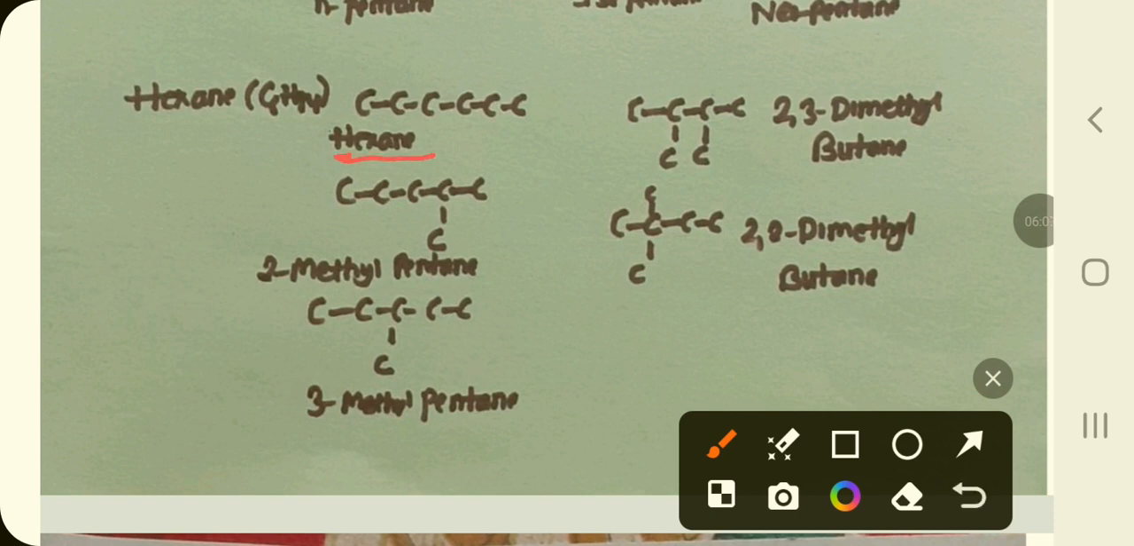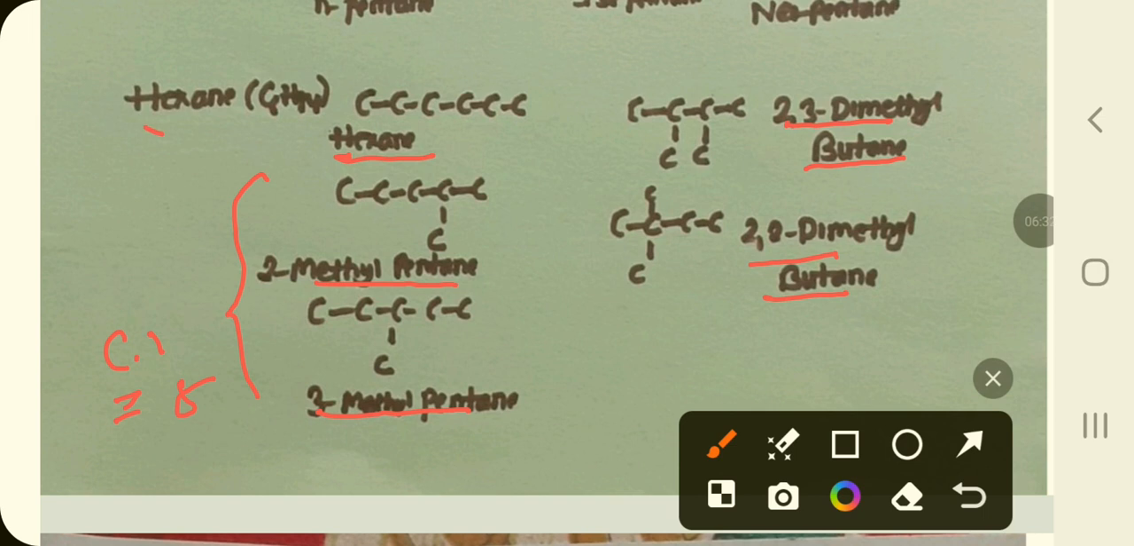So it is simply hexane. This one is 2,3-dimethyl butane. This is 2,2-dimethyl butane. It is 3-methyl pentane, and this one is 2-methyl pentane. There are no other forms possible. So the chain isomers, or CI, equal 5.